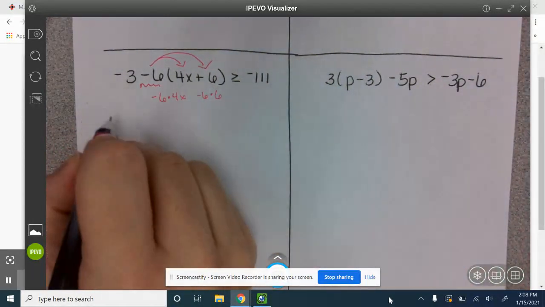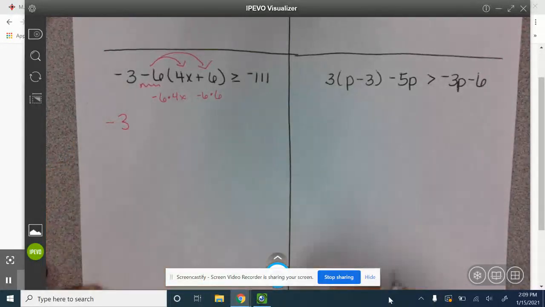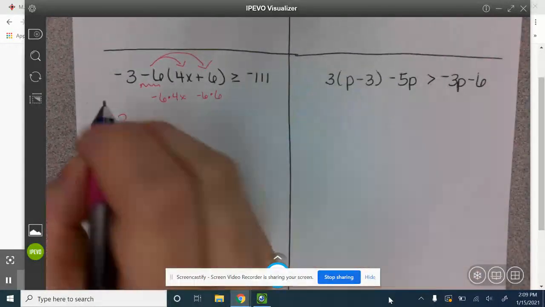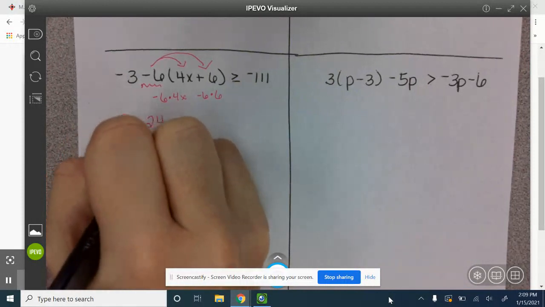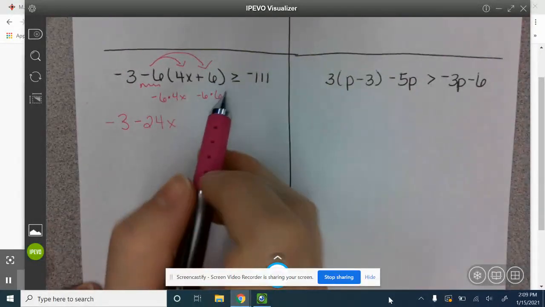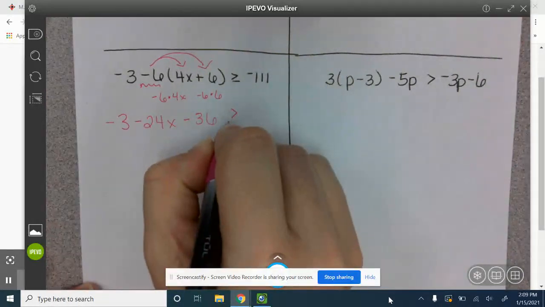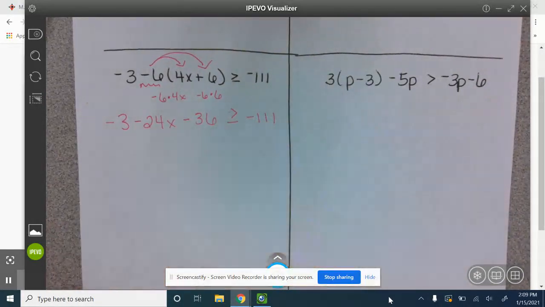This minus 3 out front, that negative 3, we're going to write it down because we're not going to touch it yet. Negative 6 times 4 is negative 24x. Negative 6 times 6 is negative 36. And then I have greater than or equal to negative 111.